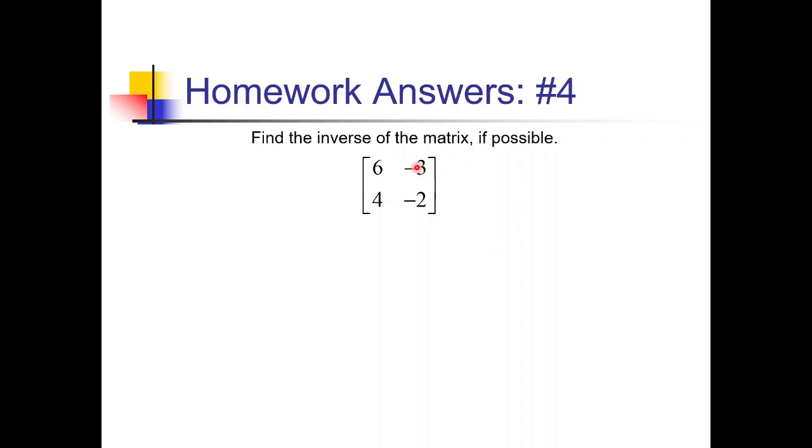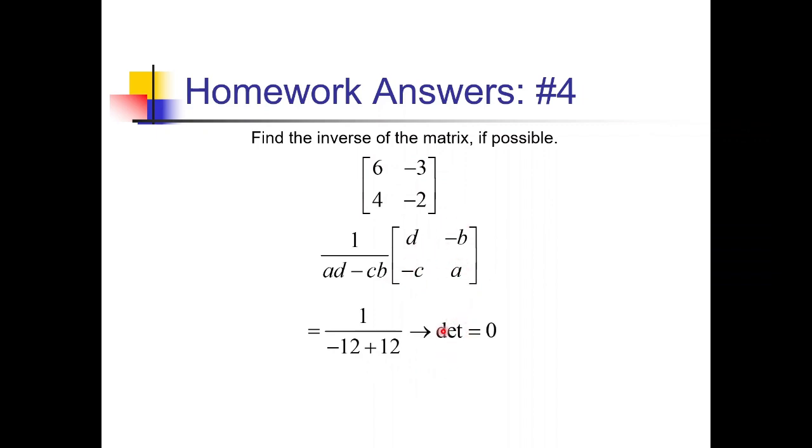To find this inverse, let's go ahead and try out the formula. So we have 1 over the determinant, first of all. We've got negative 12 minus another negative 12, so that's negative 12 plus 12. That's actually 0 down there before we bother with this matrix. Since we have a determinant of 0, that tells us that there is no inverse.